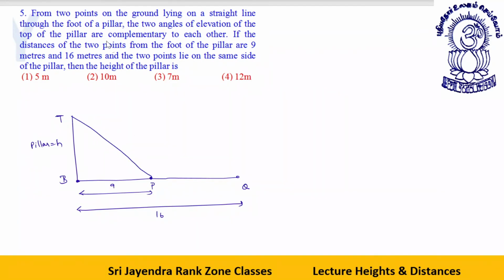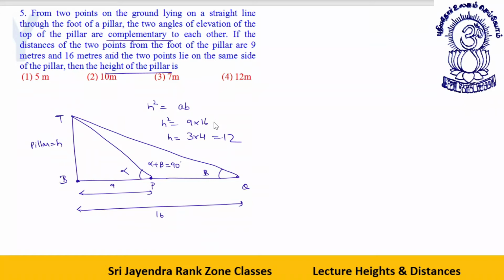You are being told these angles are complementary. This angle is alpha, this angle is beta. Alpha plus beta is equal to 90 degrees. Now what we have, h square is equal to AB, that is h square is equal to 9 into 16, or the height of the pillar h is equal to 3 into 4, that is equal to 12. I'm sure this is clear to all of you.